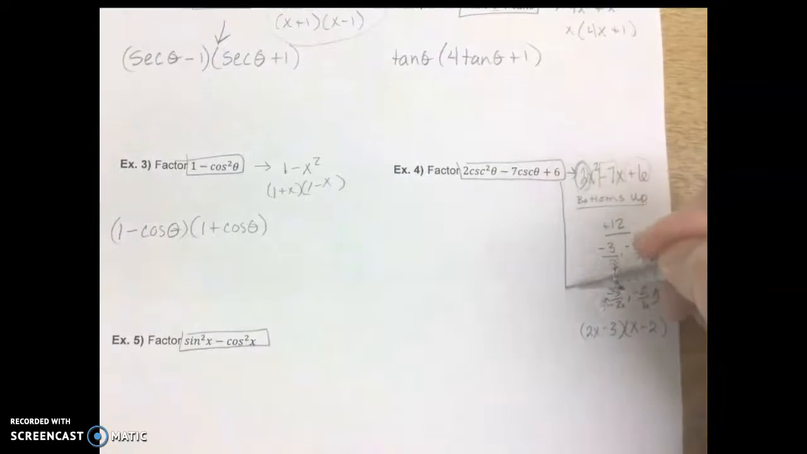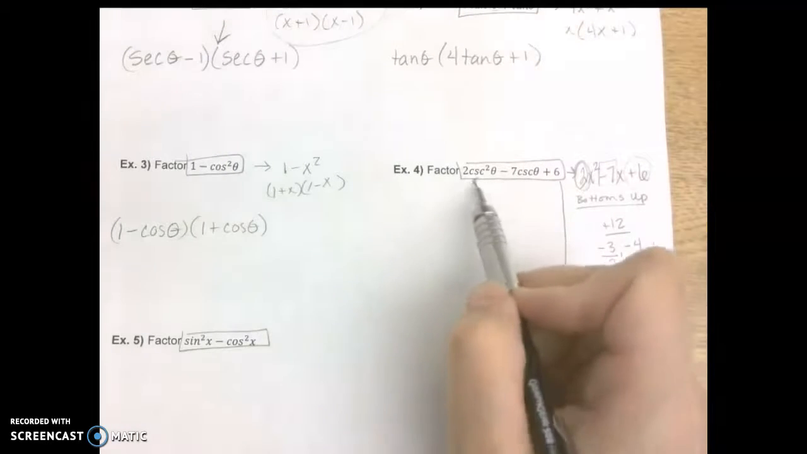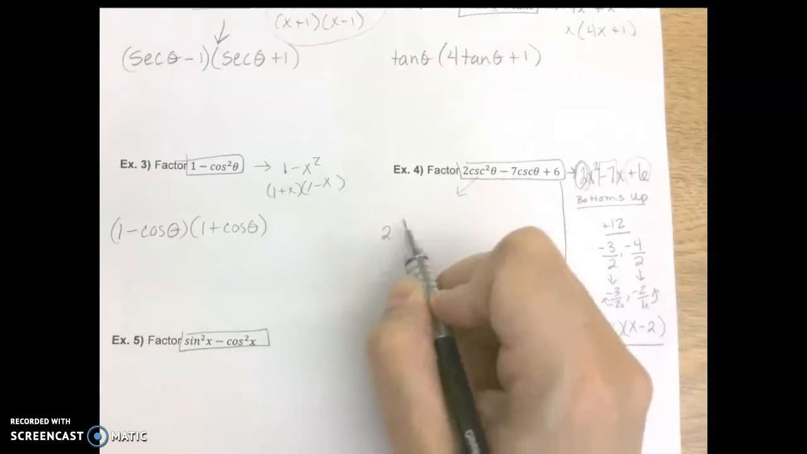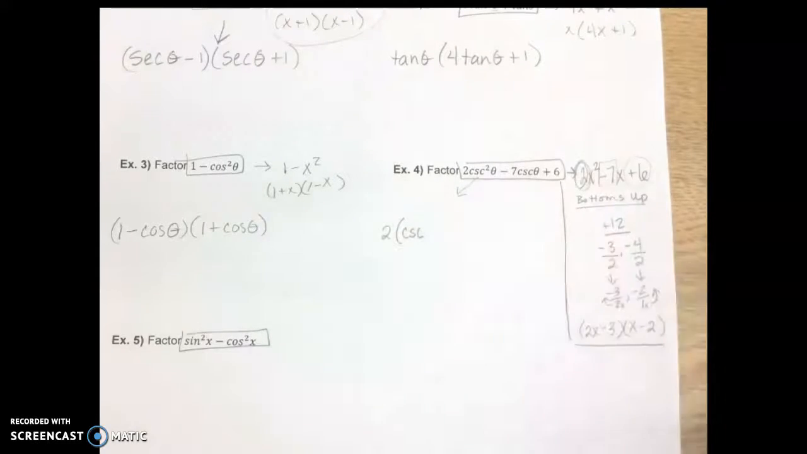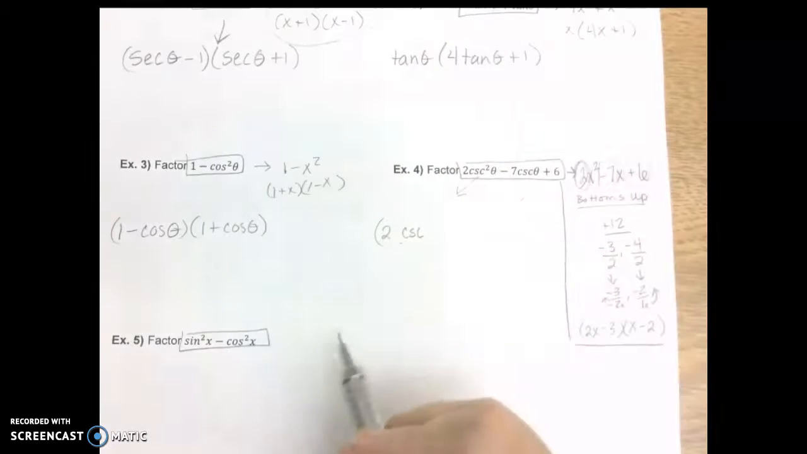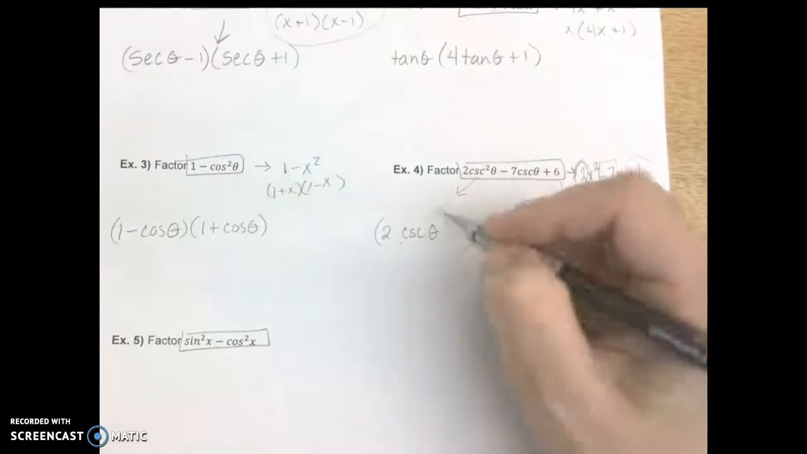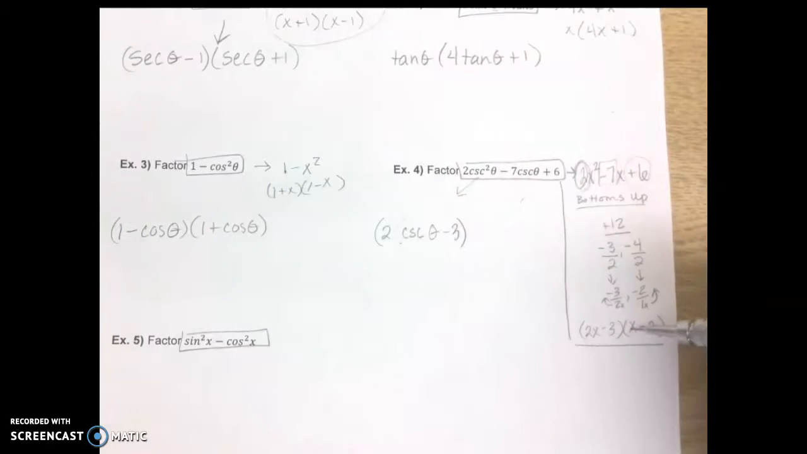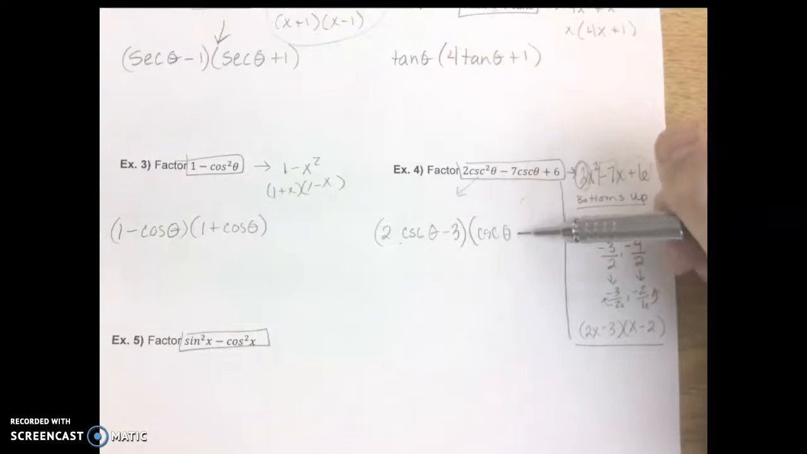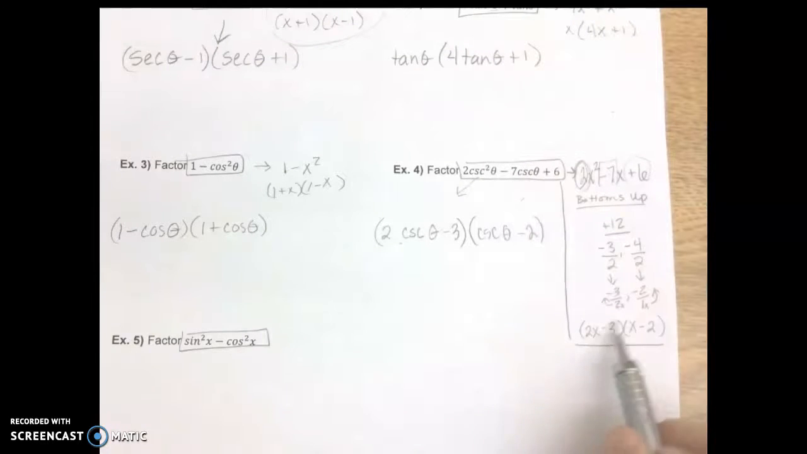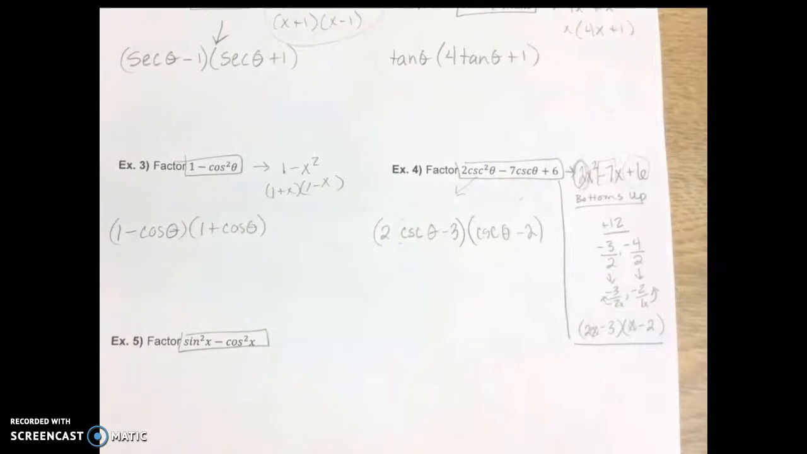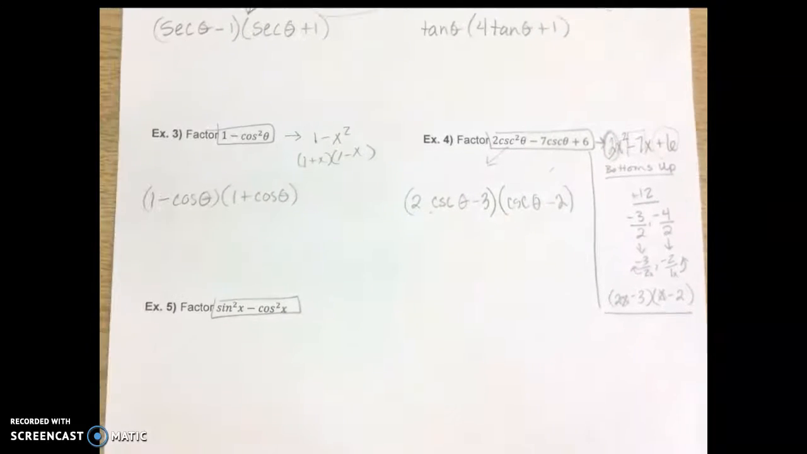So I'm going to use this pattern to rewrite my trigonometric expression. So I have 2 times the cosecant, sorry, that's supposed to be in parentheses together, the cosecant of theta minus 3, and then I have cosecant of theta minus 2. So I just use those, and where there was an x, I just replaced it with cosecant. Okay, so we can factor that way.